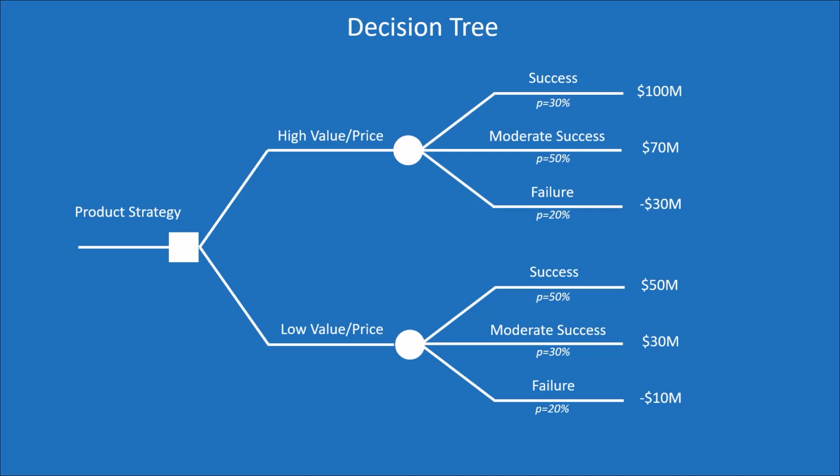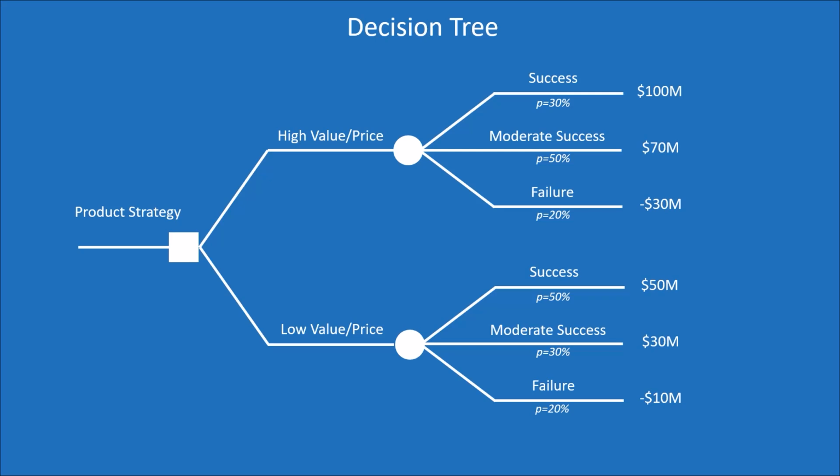Circles are uncertainty nodes. Potential outcomes branch from those uncertainties. I show the probability of each outcome. For example, the probability equals 30% for success for a high priced product under each of those branches. The value of each outcome is a leaf on the tree. I've labeled each leaf with the NPV value of the outcome. You use whatever metric best measures what you value.